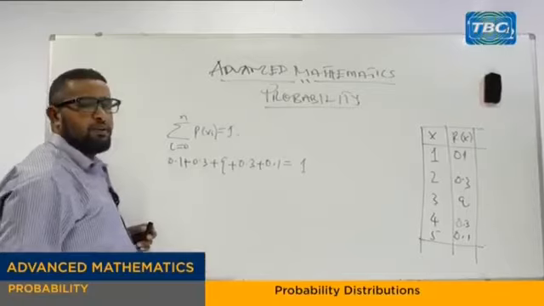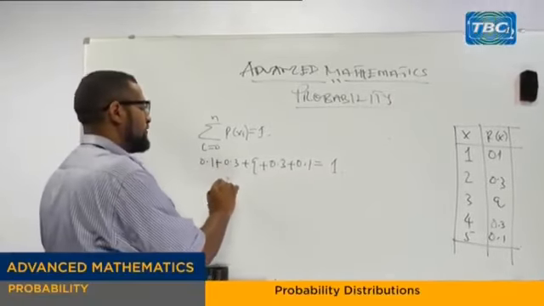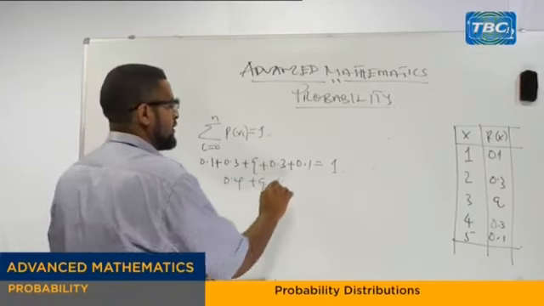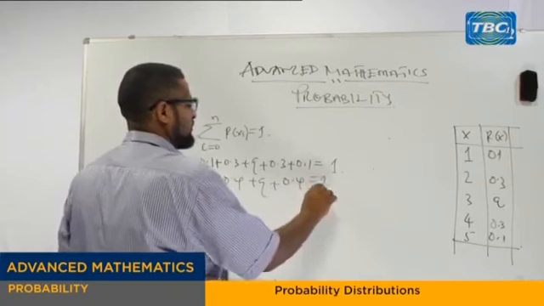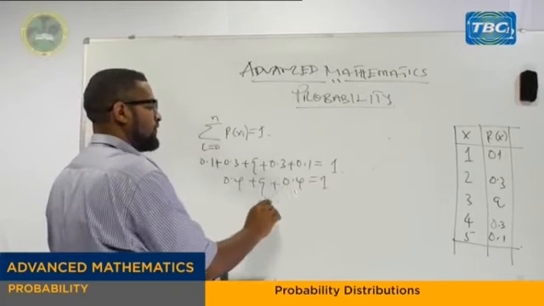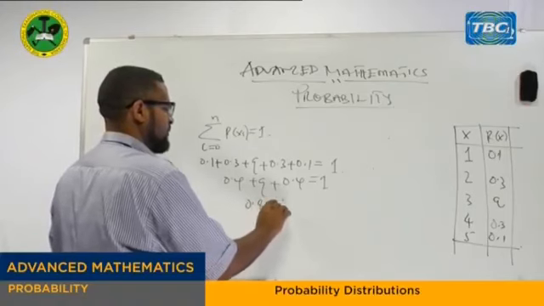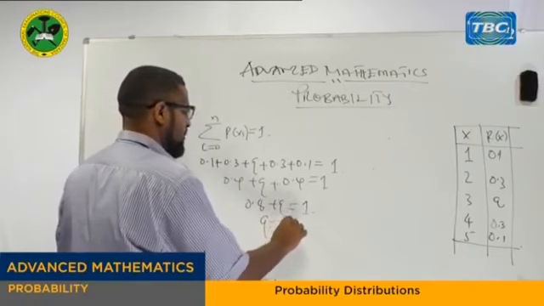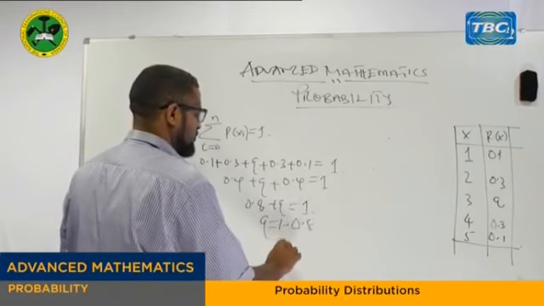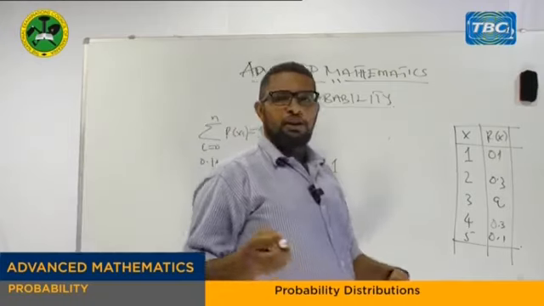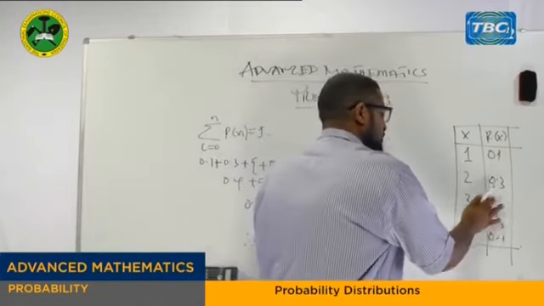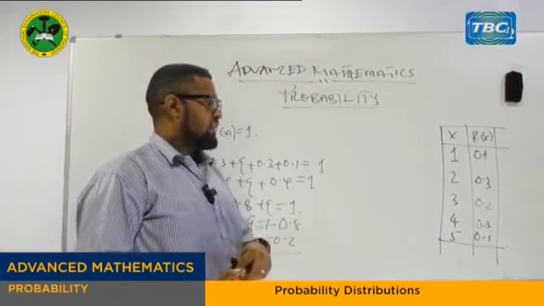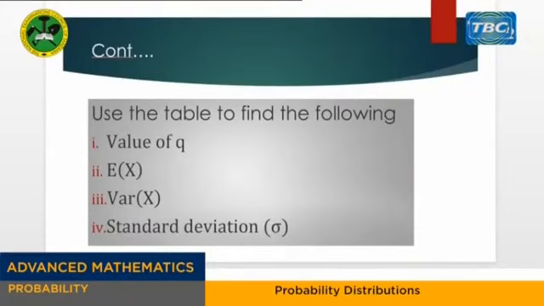Now when you add 0.1 and 0.3, you get 0.4 plus q, and also 0.3 plus 0.1 gives 0.4, supposed to give 1. 0.4 and 0.4 is 0.8, plus q is equal to 1. Therefore, q is equal to 1 minus 0.8, which is 0.2. Redrawing the table again, the value of q is replaced by 0.2.